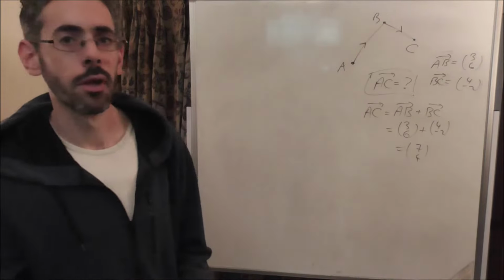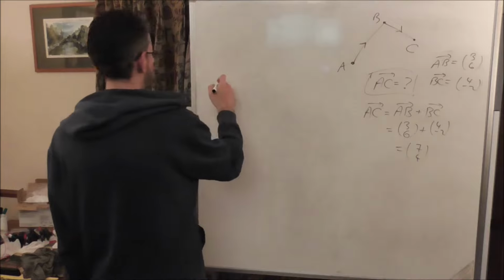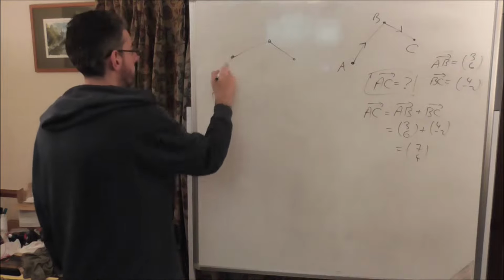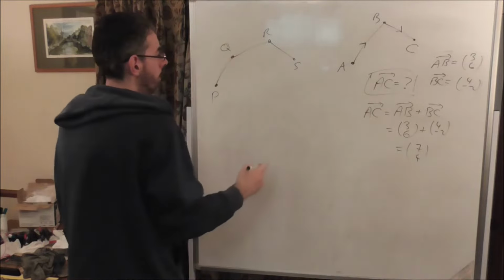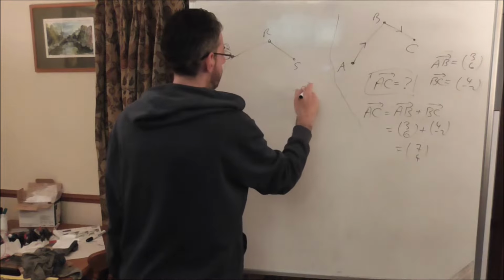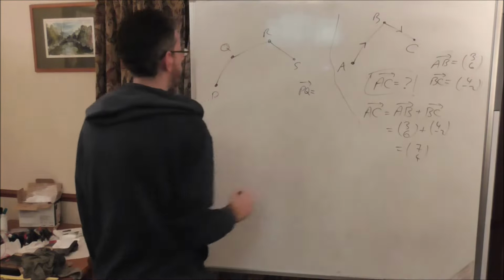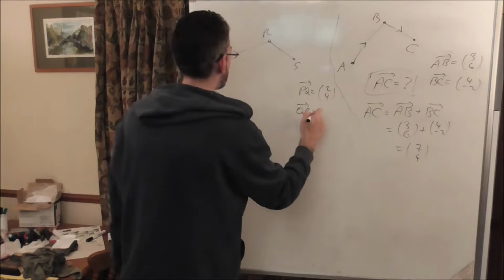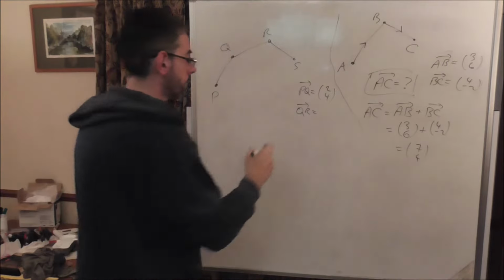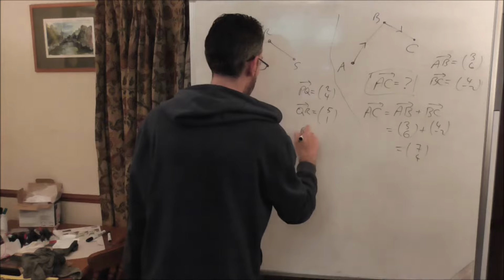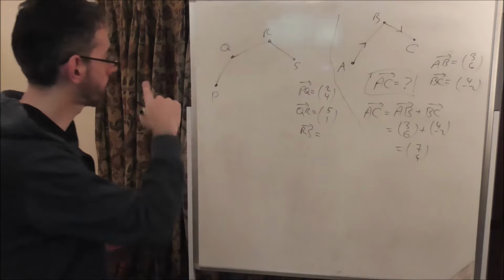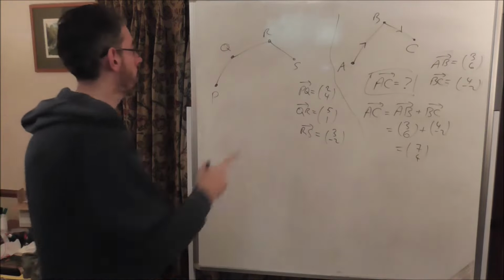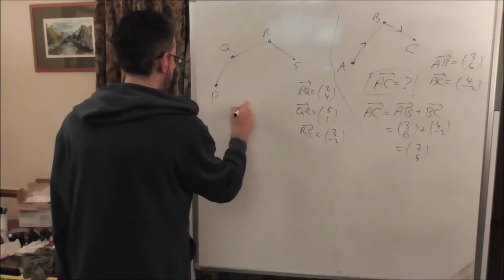It's 7, 4. I'll do a similar question over here with 4 points. So I'll just do something like that, let's say. 4 points, I'll call them P, Q, R and S. And let's say P to Q is 2 right, 4 up. So 2, 4. Let's say Q to R is 5 right, 1 up. And let's say R to S is 3 right, 2 down. So 3, minus 2. And the question this time is, what is S to P? So going the other way, what is S to P?